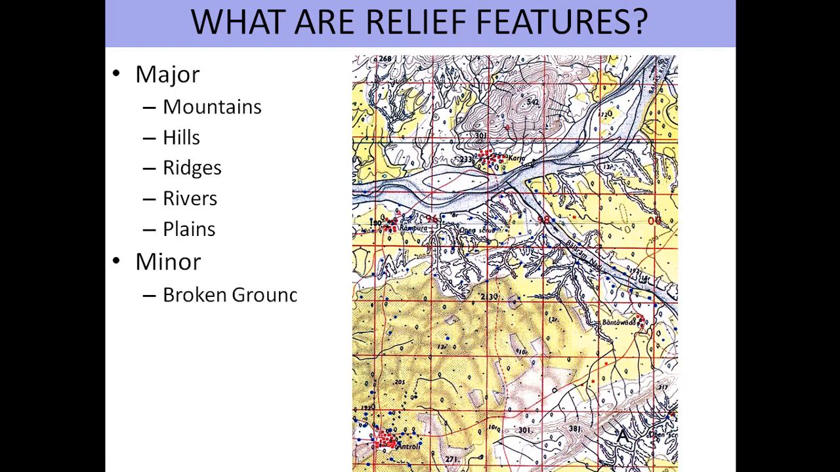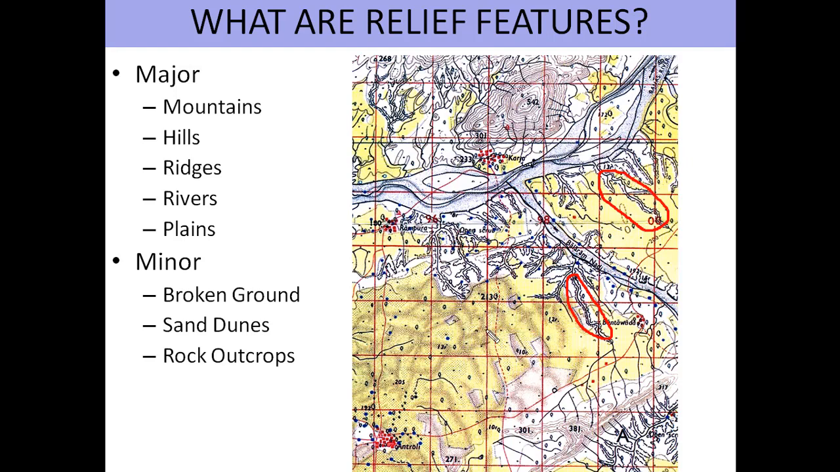Now what are the minor features? Broken ground, sand dunes, rock outcrop. As you can see, along the dry river streams, there are curved lines drawn. These curved lines are broken ground. These are formed due to the excessive erosion during a dry spell.